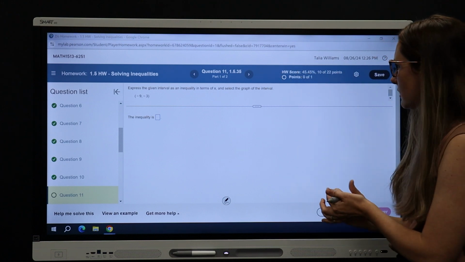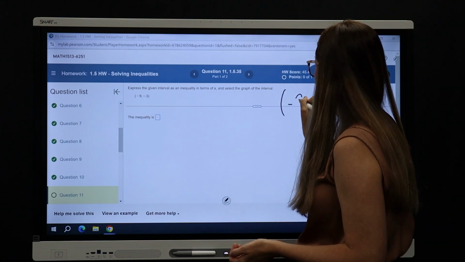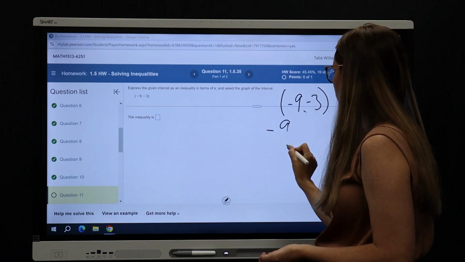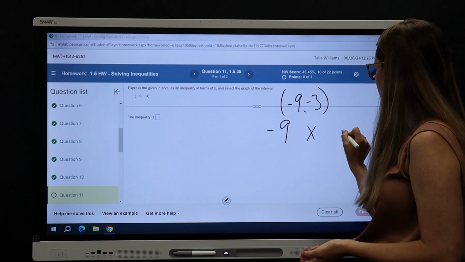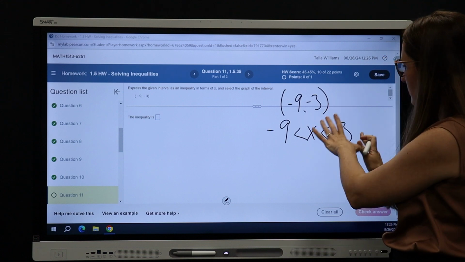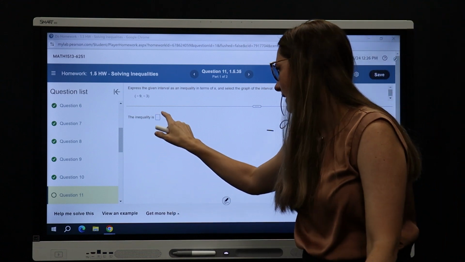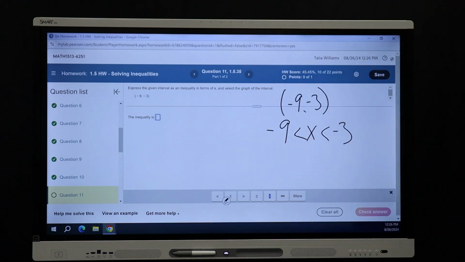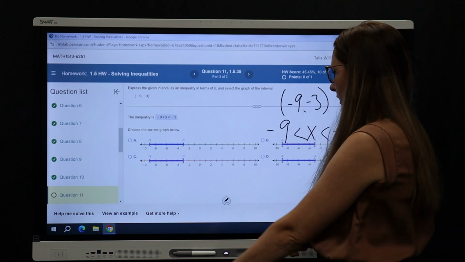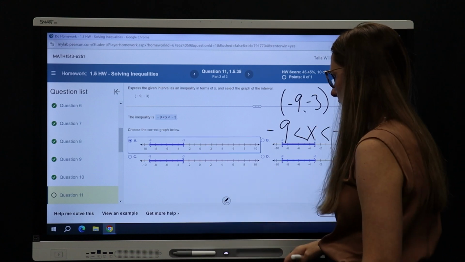Okay, -9 to -3. They want the inequality. That means x is between these. It's always less than. Neither of these are brackets, so it's -9 is less than x, which is less than -3. We're looking for the graph that has parenthesis, parenthesis. That's it.